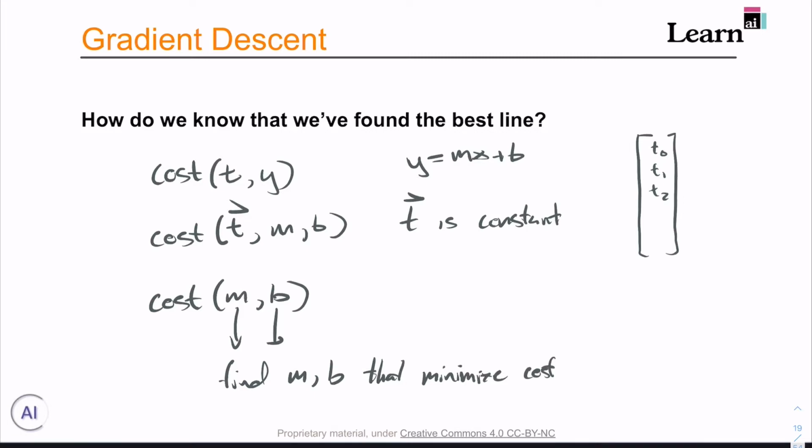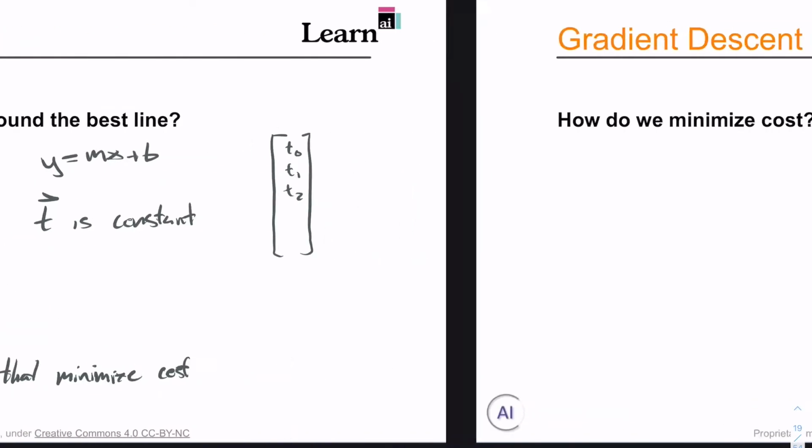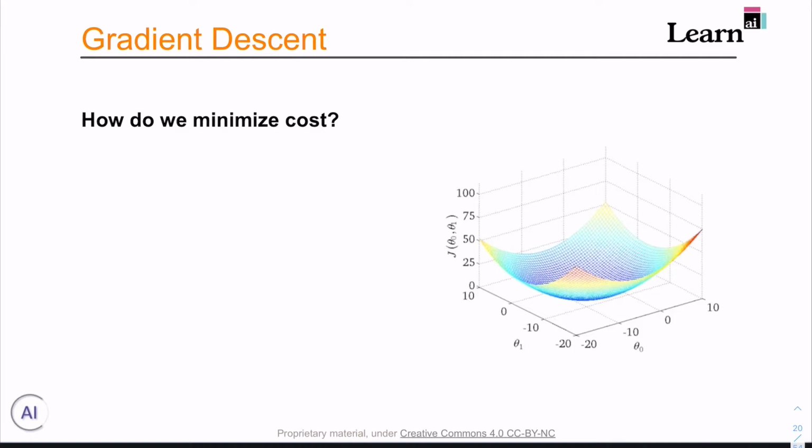So now we're going to start visualizing cost in terms of a surface. Let me get rid of these. These are wrong. This is m, this is b. J, see this little J thing? That's cost. We can rewrite this as cost of m and b.